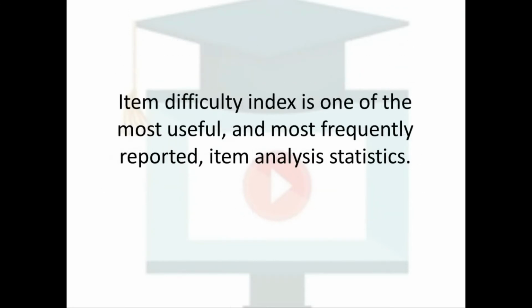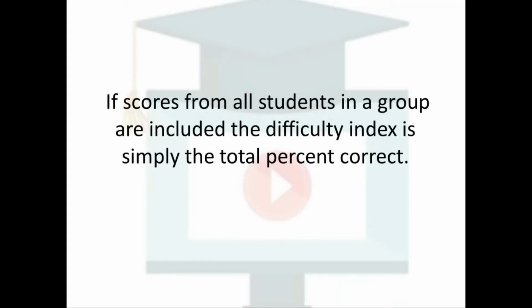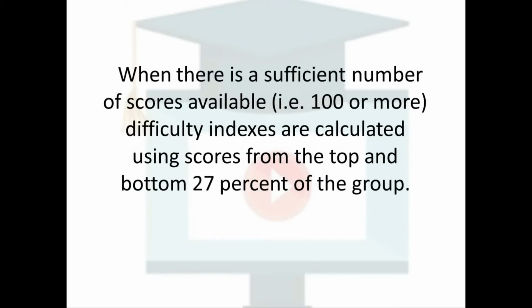Item Difficulty Index is one of the most useful and most frequently reported item analysis statistics. It is a measure of the proportion of examinees who answered the item correctly. For this reason it is frequently called the p-value. If scores from all students in a group are included, the difficulty index is simply the total percent correct. When there is a sufficient number of scores available, i.e., 100 or more, difficulty indexes are calculated using scores from the top and bottom 27% of the group.